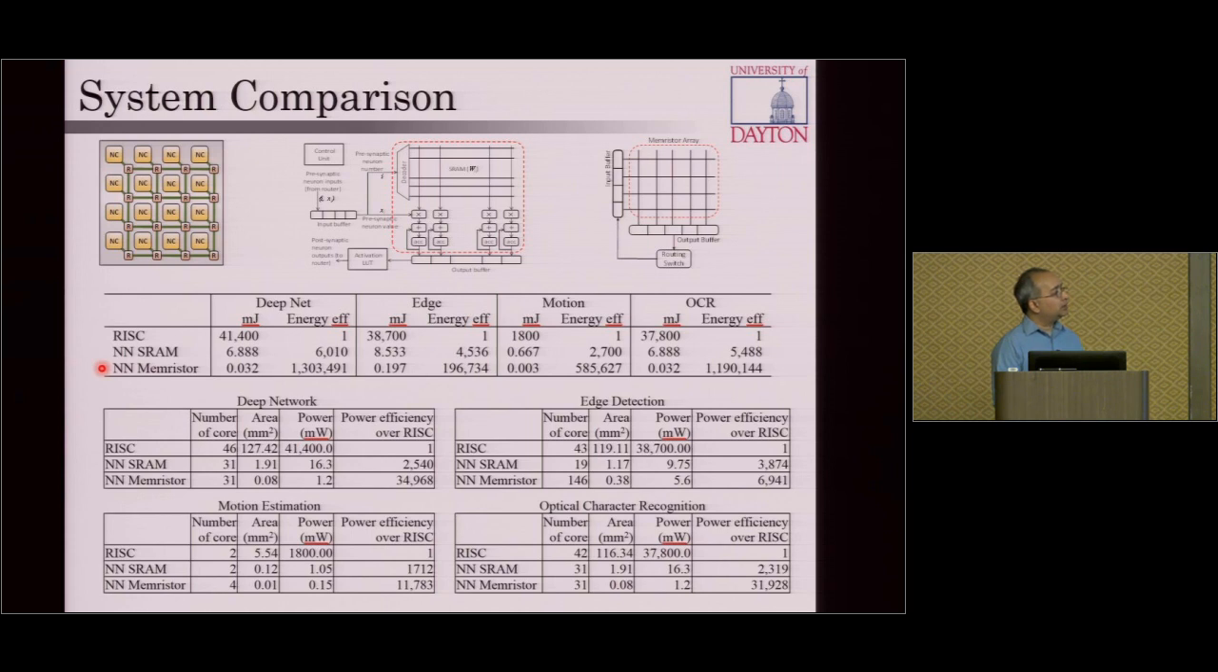So the RISC system required 46 cores to keep up with the real-time requirements, and that ended up being about 127 millimeters squared. The neuromorphic core required only 31 cores to keep up with the real-time requirements, and the main reason for this is that we're not multiplexing the neurons. We have to have a large number of neurons to process all the inputs, and as a result, we need a large number of cores. And the area over here is significantly smaller. It's about 0.08 millimeters squared, as opposed to 127 millimeters squared.